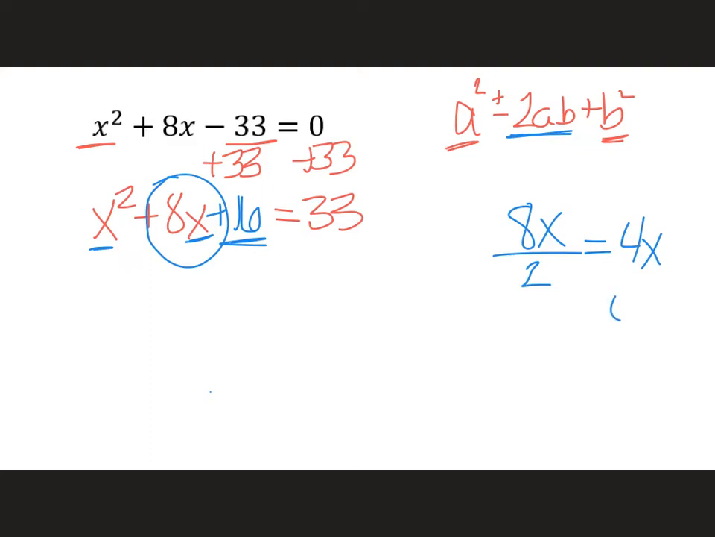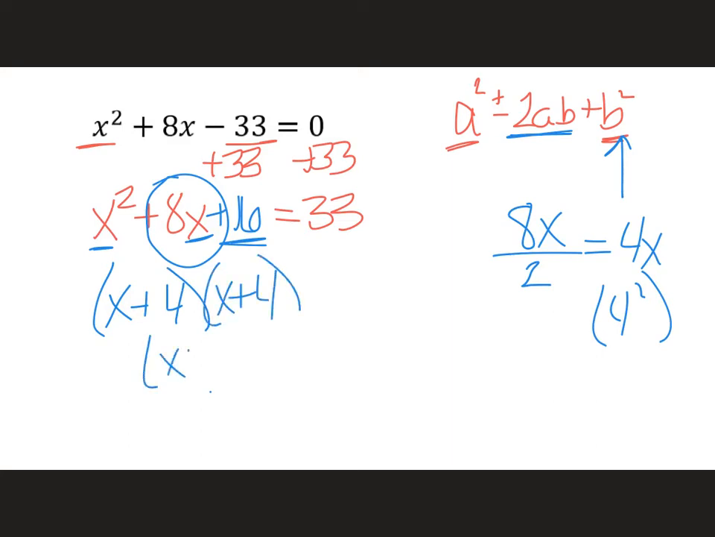So we would take the 4 and square it because it's b squared in the problem. So b is 4, but b squared is 16. Now this is a perfect square, and I could write it as x plus 4 times x plus 4, or x plus 4 squared equals 33. And the reason that we would want to do this is called completing the square, because it was not a perfect square, but I have completed it to be a perfect square now.